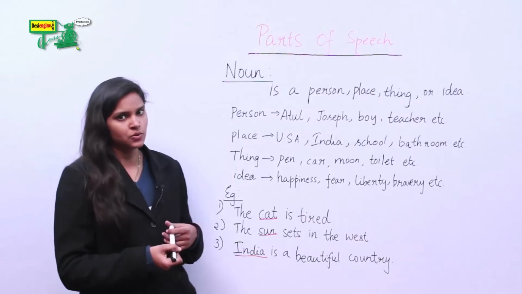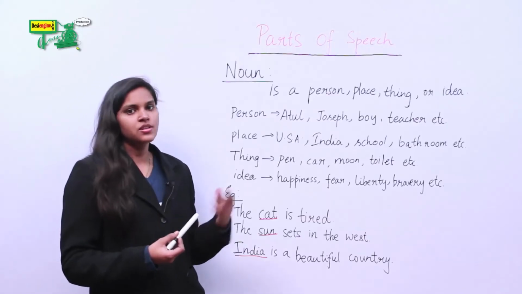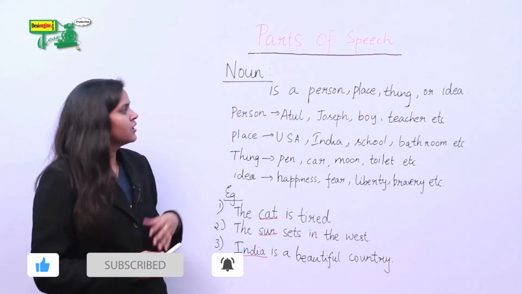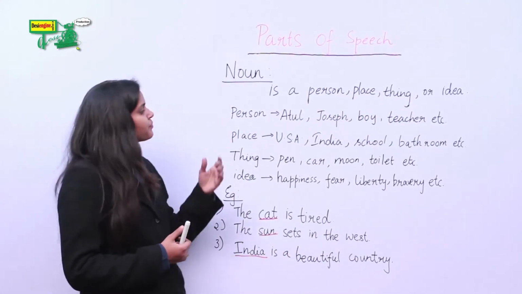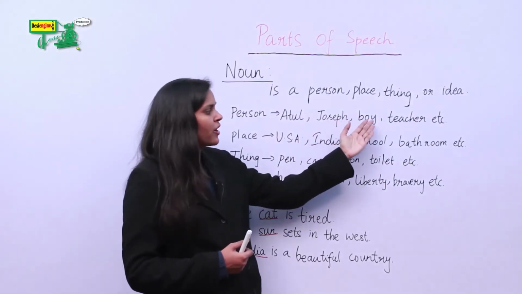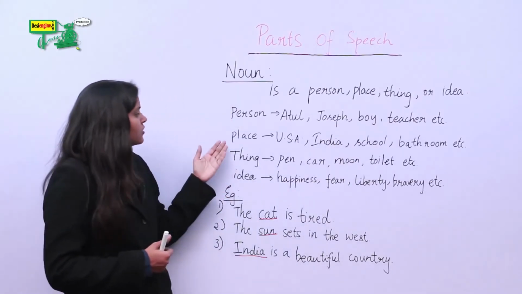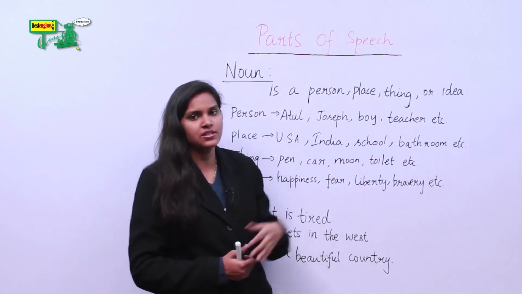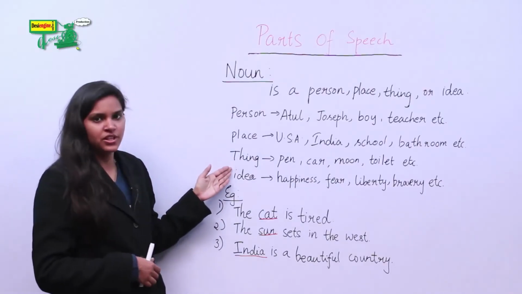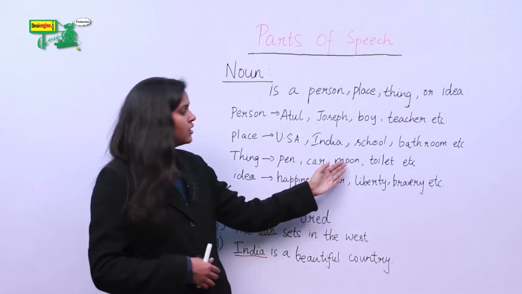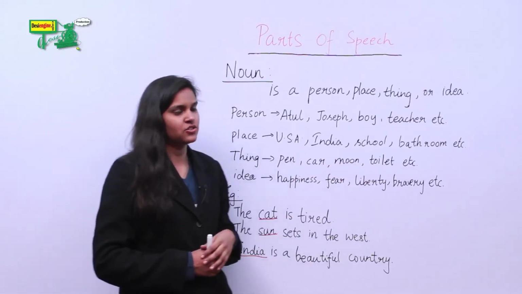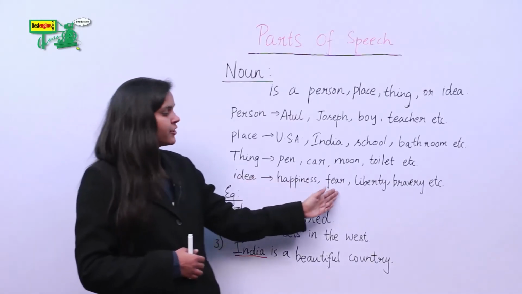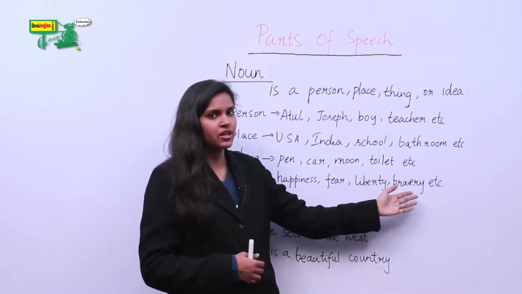Let's start with noun. What is a noun? Noun is the name of a person, place, thing or idea. Few examples of person are Atul, Joseph, boy, teacher, etc. Few examples of places are USA, India, school, bathroom, etc. And few examples of things are pen, car, moon, toilet, etc. And finally, few examples of ideas are happiness, fear, liberty, bravery, etc.